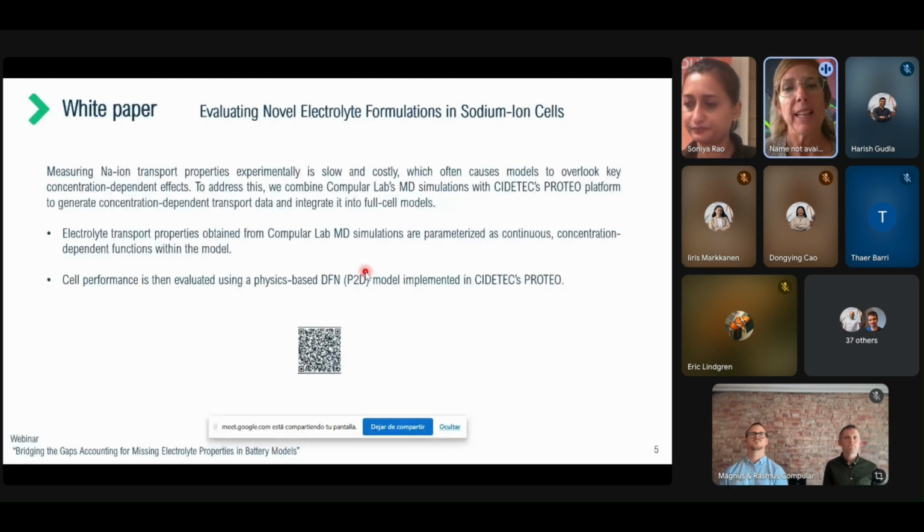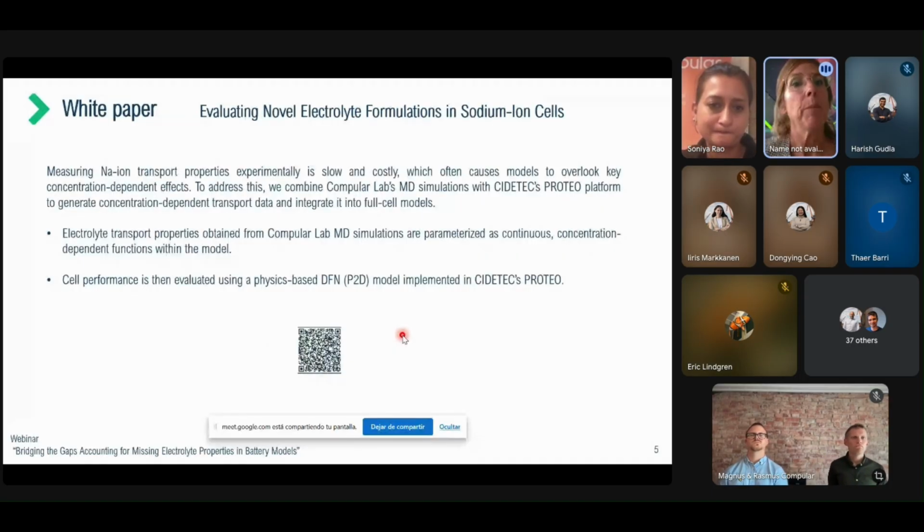And this is one example on which we were focusing today, in particular the sodium ion, because it's quite novel, and we've been addressing a lot of issues with the sodium ion, and also because we are involved in a project in which we were validating our model against specific electrodes, and we wanted to make that trial. So here is a QR code that links to the white paper that we wrote together, Cidetec and Compular together. And if anyone is interested, they could just take a picture of it.